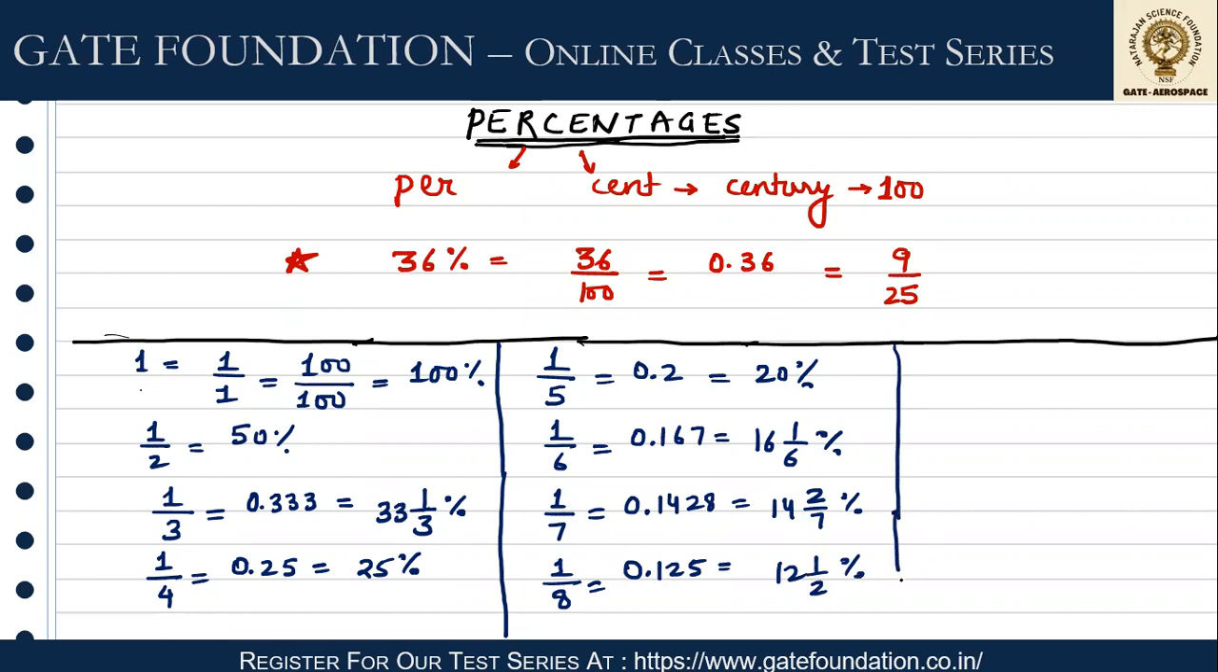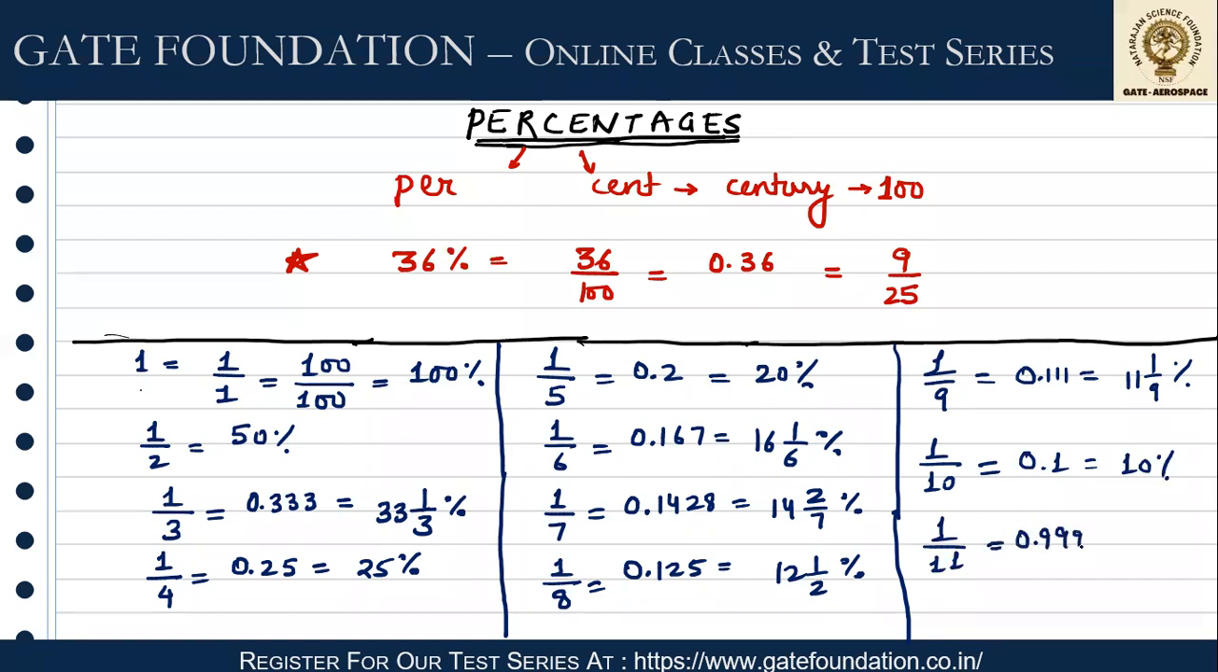These are some of the basic percentages, if you can remember this. 1 by 9 becomes 0.111 or 11 1 by 9%. 1 by 10 becomes 0.1 or 10%. If you just expand this mixed fraction into an improper fraction, you'll get 100 as a numerator. I'll go to 11. There are numbers after that also, but we won't be discussing them now. You get 0.0909 or 9 1 by 11%. Right. So in this form, we write down the percentages simply.